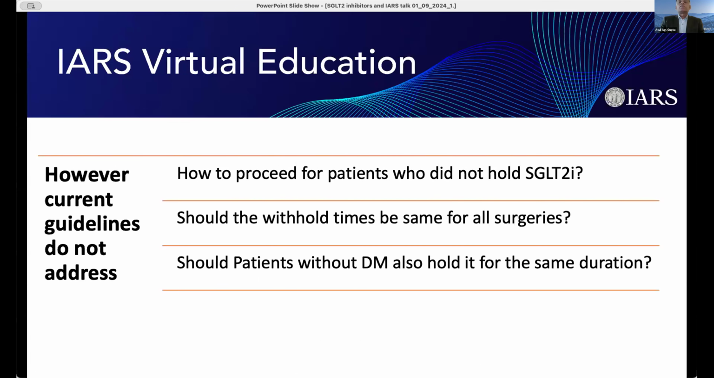However, the current guidelines by these societies do not address how to proceed for patients who did not hold their SGLT2 inhibitors or who could not hold because they're coming for an urgent surgery. And since the surgical stress and the time for which the patients hold their carbohydrate intake and hypovolemia is different, the withhold time should not be the same for all surgeries. And the million-dollar question is, should patients without diabetes also hold it for the same duration? Next slide, please.